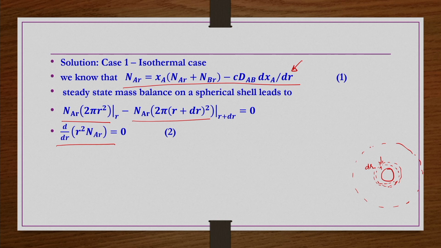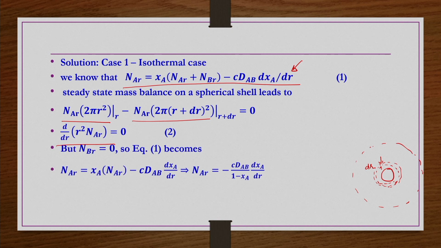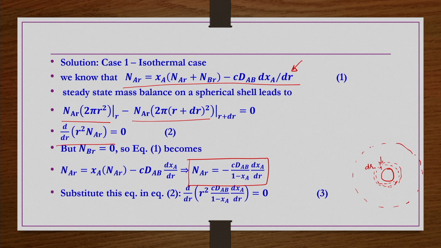However, in this problem it is mentioned that it is a non-diffusing stagnant gas film. That means B is not diffusing, only A is diffusing. So if B is not diffusing, its flux would be 0, that is NBR is 0. Now equation 1, when you take NBR equals 0, becomes NAR is equals to minus C DAB divided by 1 minus XA times dXA by dr. Now you substitute this in equation number 2, then you get d by dr of R square C DAB divided by 1 minus XA dXA by dr is equals to 0.